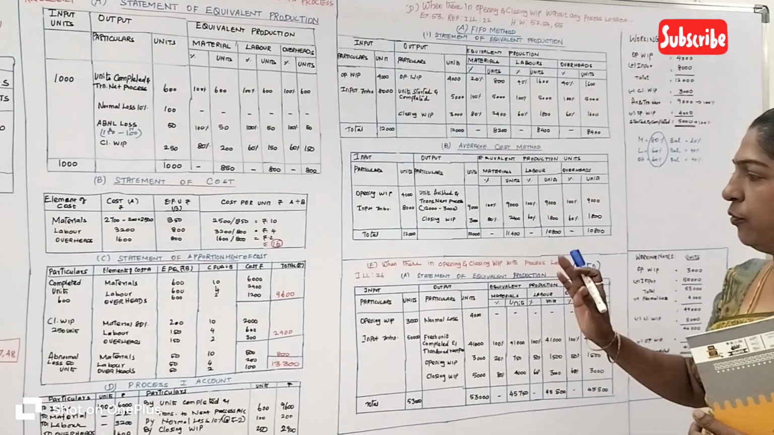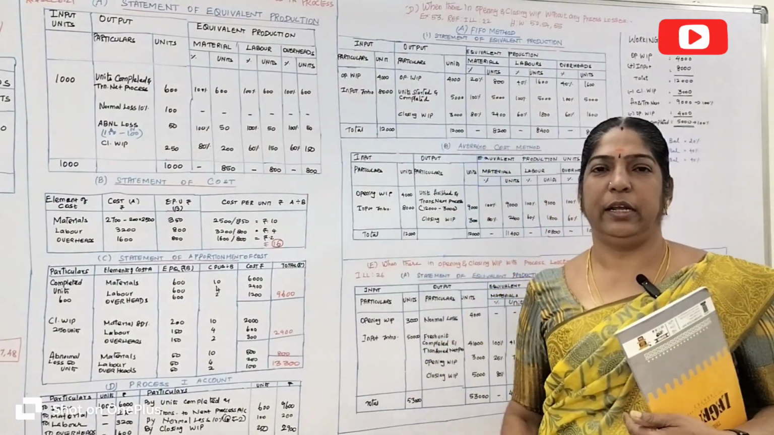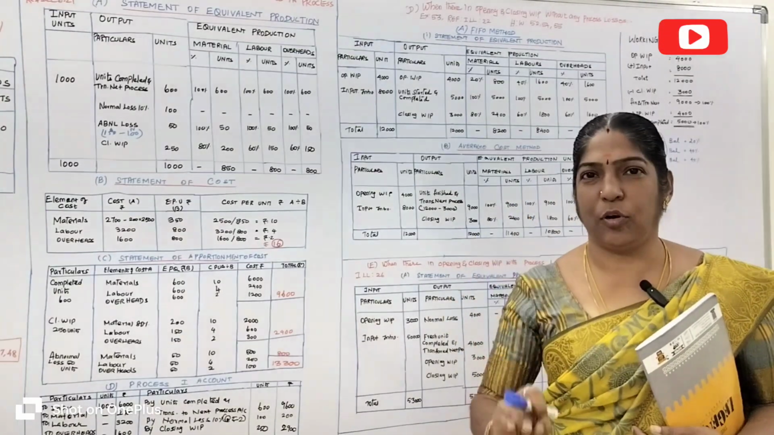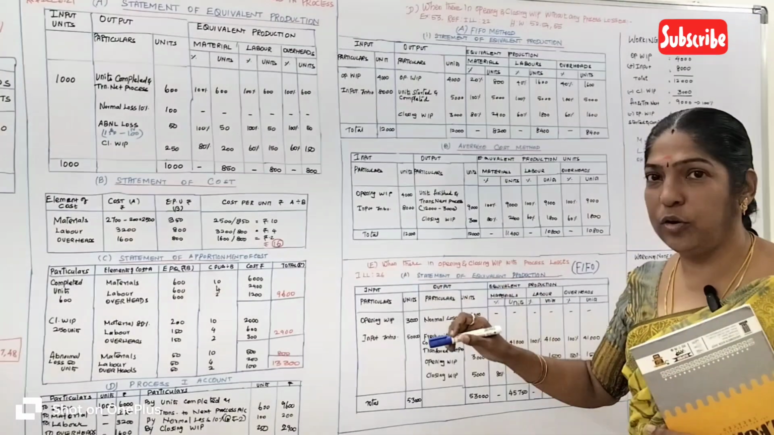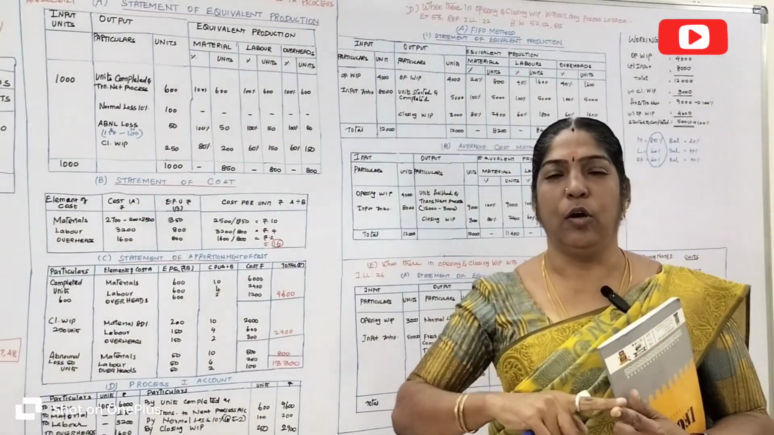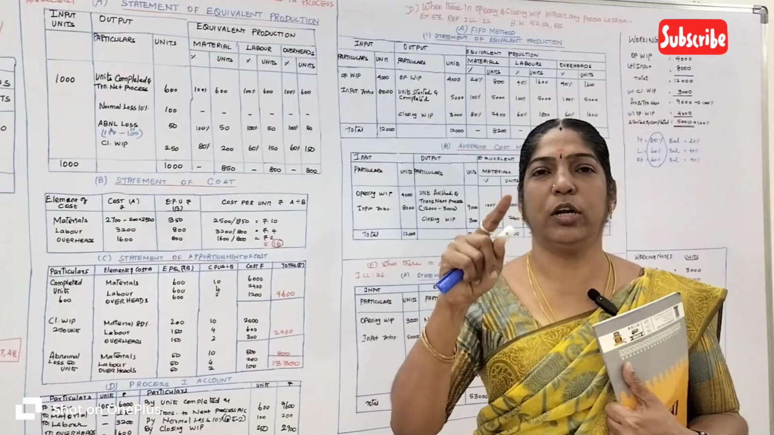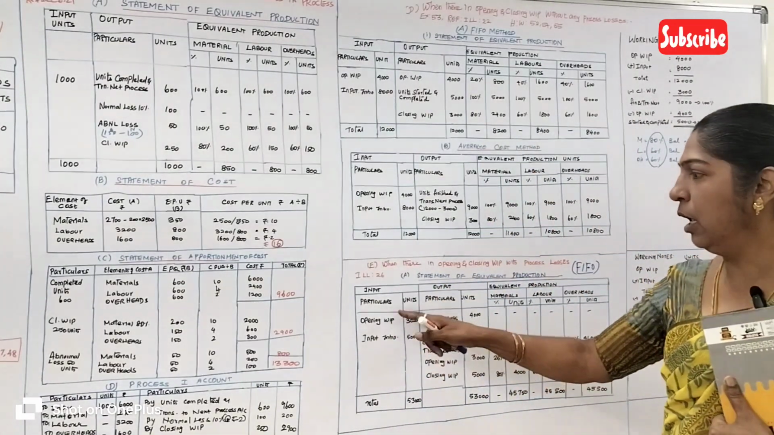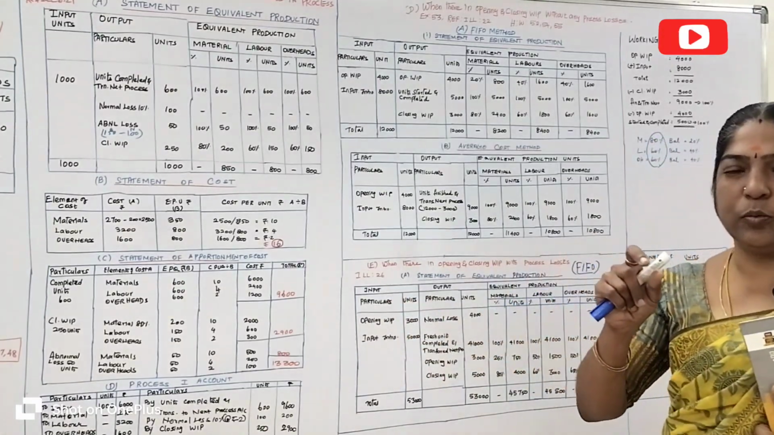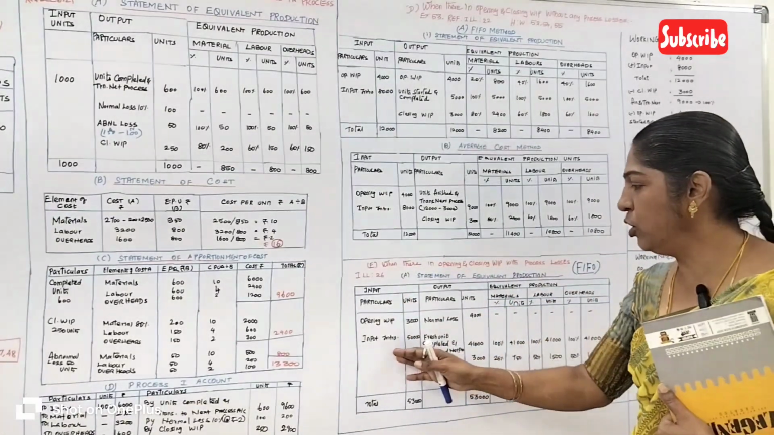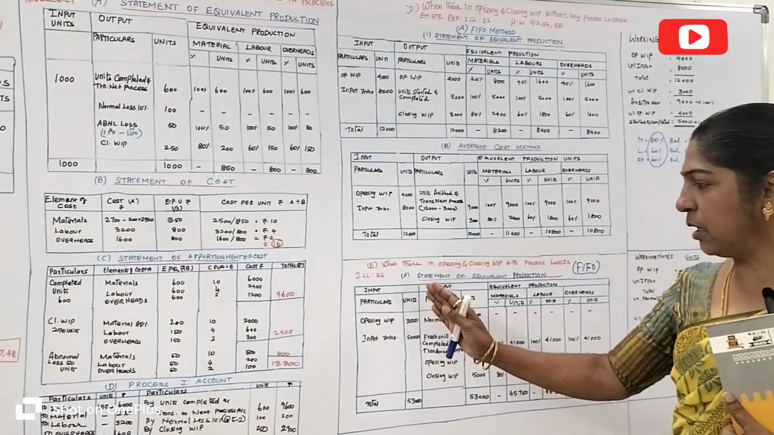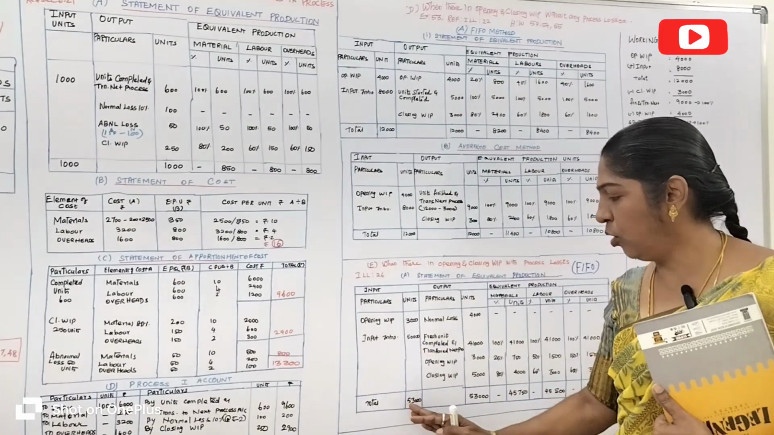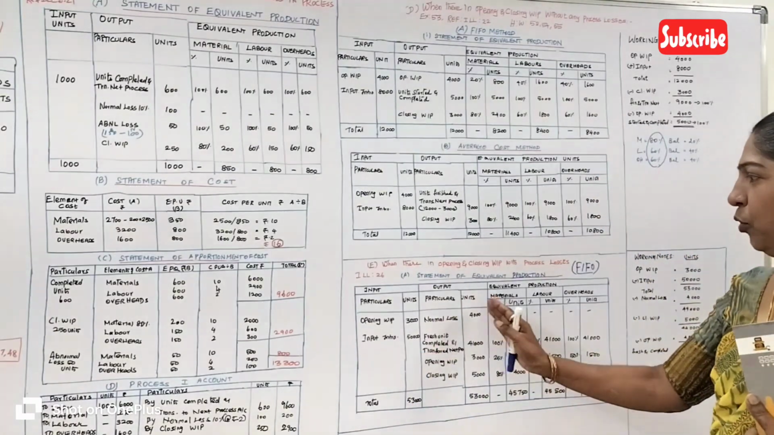Okay, so what is the first entry you are going to enter in that statement of equivalent production? Always we are going to enter in the input column. How much input did they introduce? Before that, if they give the opening work in progress, you always start with the opening work in progress. So the opening stock of 3000 units is entered in the input column, and they introduced input of 50,000 units. Let's find the total for the input column: 50,000 plus 3,000, you get a total of 53,000 units. Let's come to the output column.